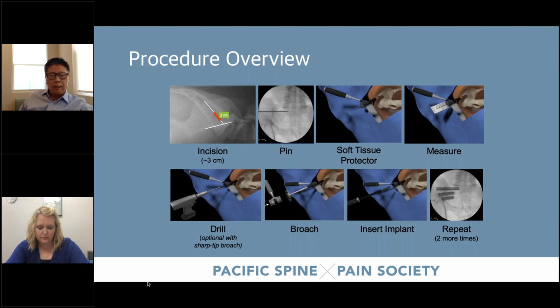Once you have that one in, then you rinse and repeat these steps. You put a soft tissue protector in, you measure the depth, you drill over the pin, you broach over the pin, and then you insert the implant. And then, like I said, you rinse, repeat 2 more times. If you have good x-rays, this can take about 25 minutes. If you don't have great x-rays, up to an hour, but it really should be the whole procedure from skin incision to skin closure less than an hour. Next slide.